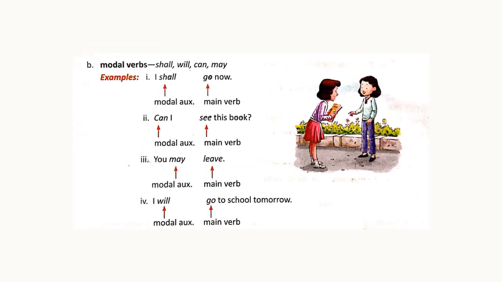Modal auxiliary verbs are already said: shall, should, will, would, can, could, may, might, need, must, dare, ought to, used to. Let us take one example. I shall go now. Here, go is the main verb and shall verb helps us to express the meaning and determine the tense. So, shall here is modal auxiliary.